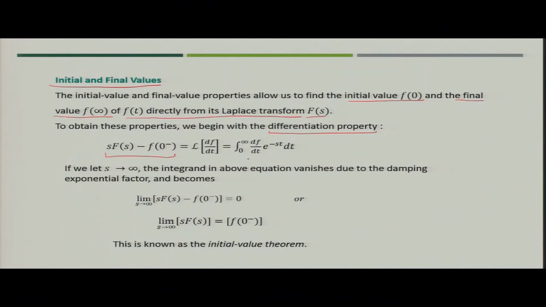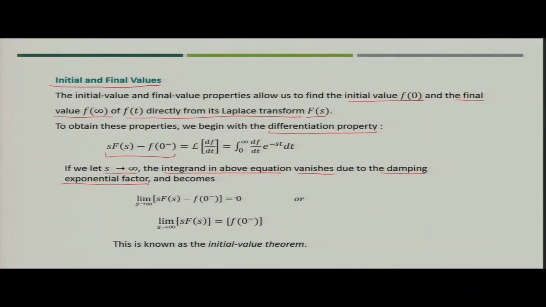Now if we let s tend to infinity, then the integrand in the above equation will vanish because of the damping exponential factor. So if you put the value of s as infinity, this will become 0. So the whole of the expression to the right of Laplace of df by dt will become 0.